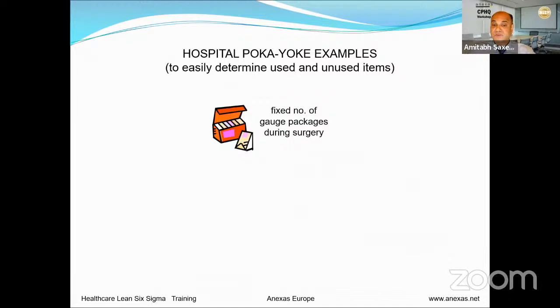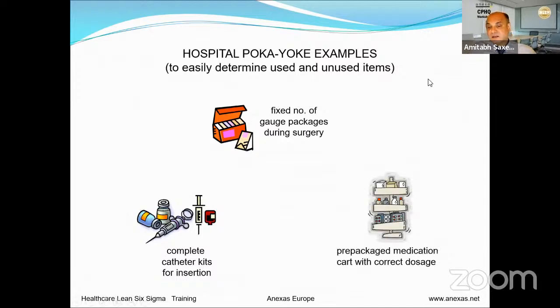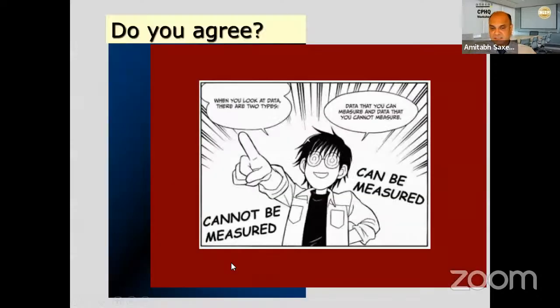And some more examples: fixed number of packages during surgery, complete catheter kits for insertion, and pre-packaged medication carts with correct doses. These are some of the examples.